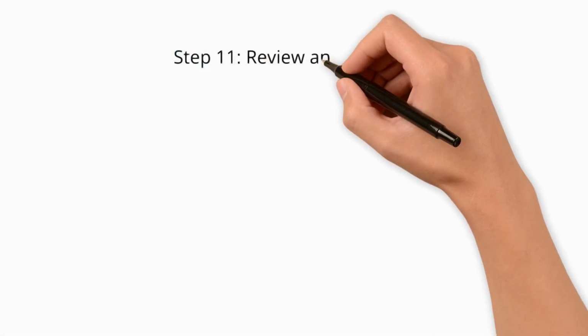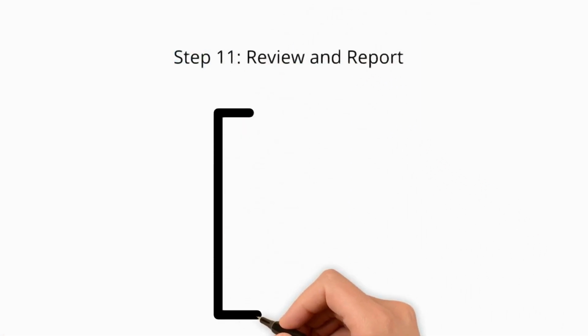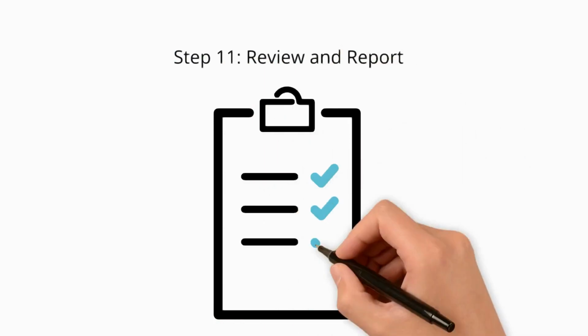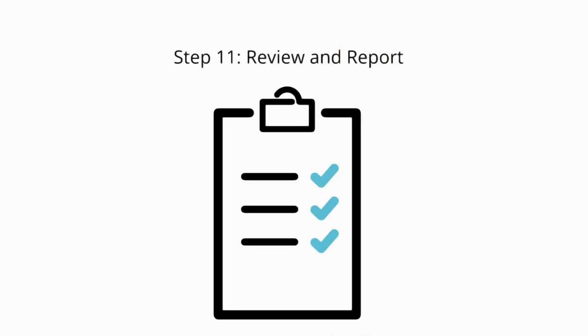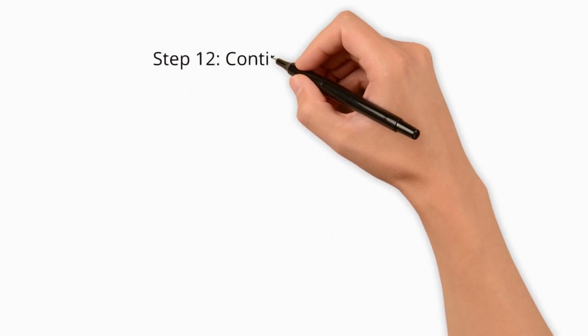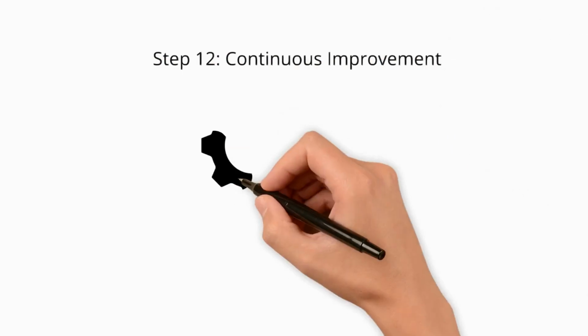Step 11. Review and report. Performance review. Regularly review the performance of your strategy against KPIs. Reporting. Report on the progress and outcomes to the regional or global medical affairs teams, as well as to local team members.